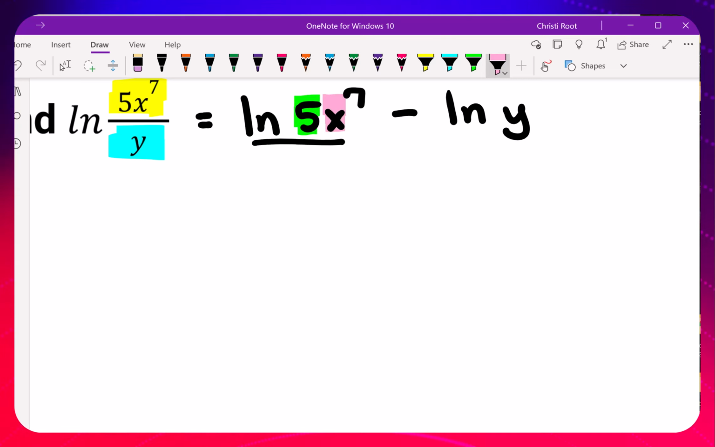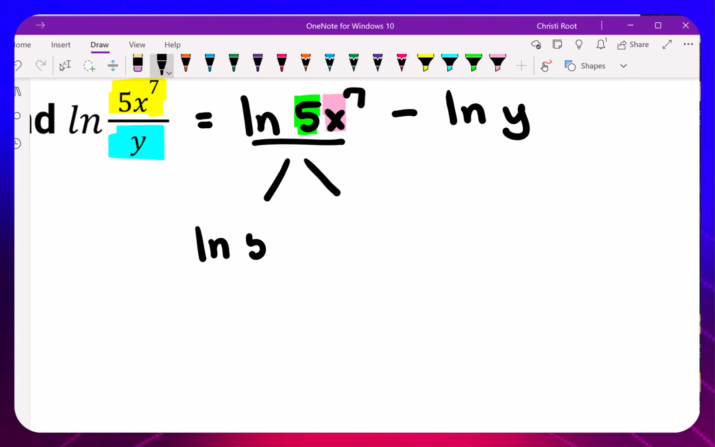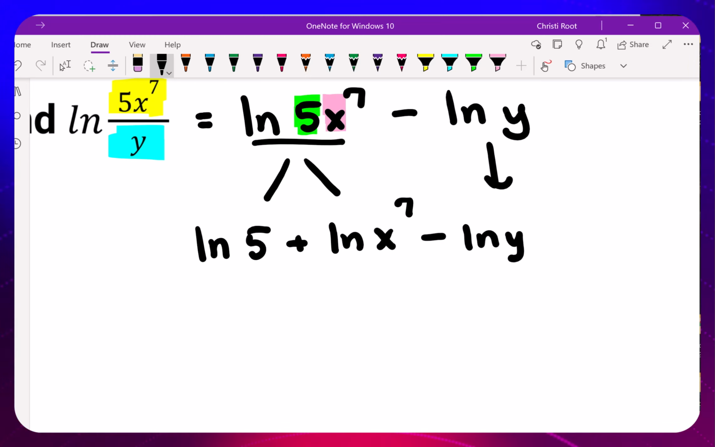And I have 7 to the, or x to the power of 7. I need to separate the 5 and the x to continue. So I'm going to say the natural log of 5. If it's a product, I'm going to add natural log of x to the power of 7, and I'm just going to drop this down.